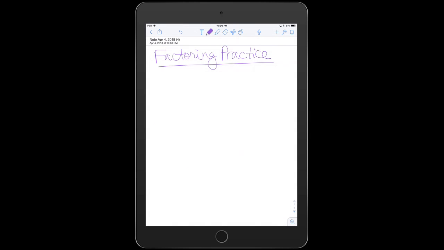Hey everybody, we're going to review some factoring. We did a lot of factoring in Chapter 6, and we're going to need to continue to use factoring in Chapter 7. So I want to go over 4 examples with you. So grab a piece of loose leaf and jot down these examples, please.